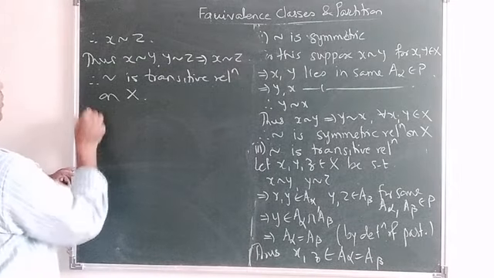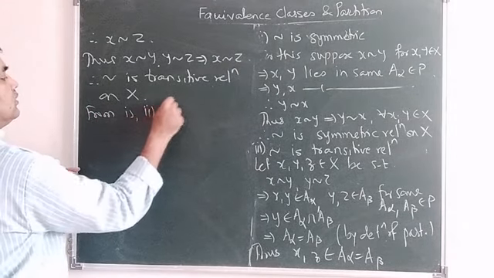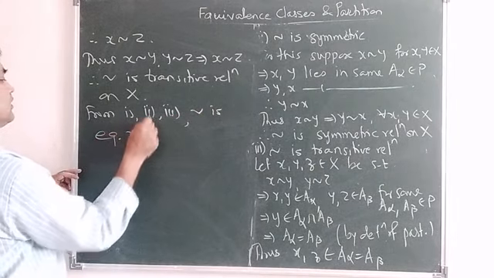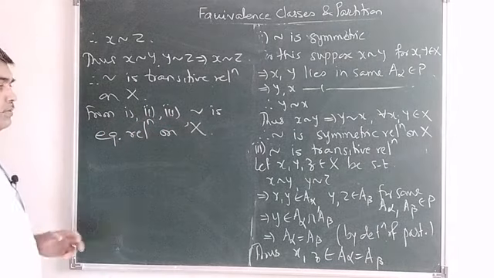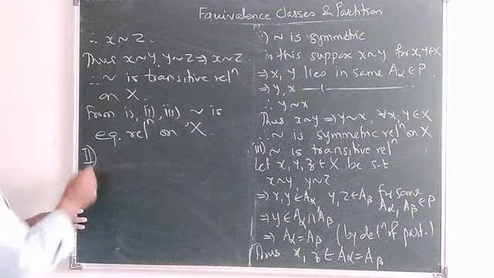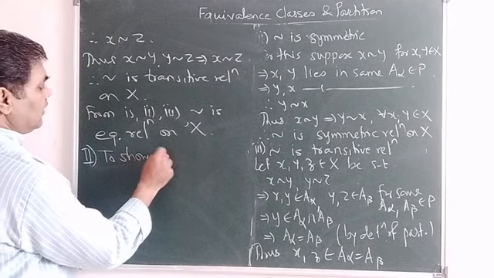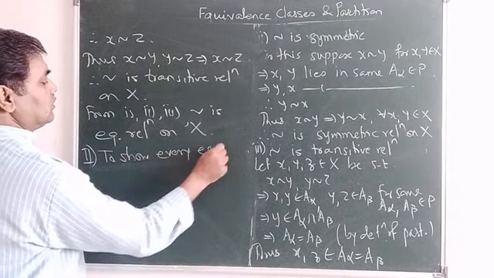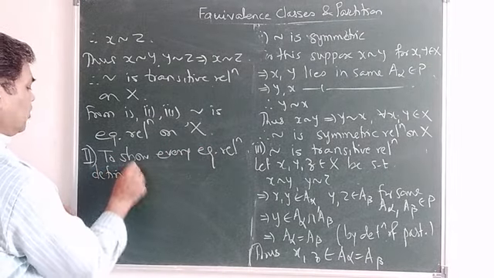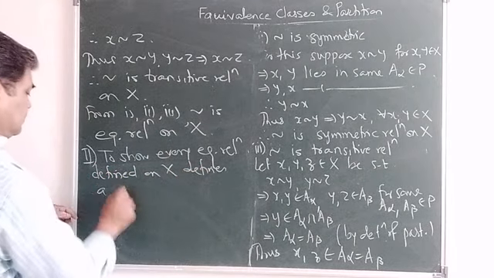Okay. From 1, 2, 3, this relation is an equivalence relation on X. Now we have to prove the second part. Okay. Second, to show every equivalence relation defined on X defines a partition of X.